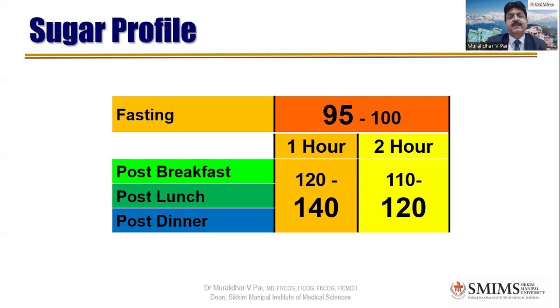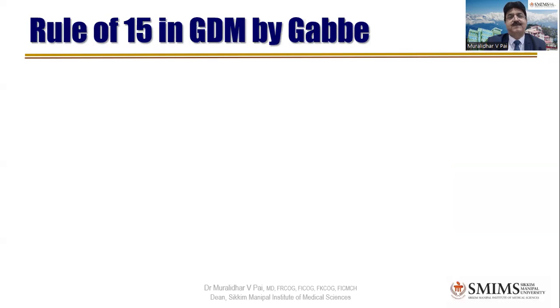Sugar profile is like this. Fasting should be anywhere between 95 to 100. If you can remember only one number, 95 is the number. Whereas after 1 hour, it should be 140. But usually we do after 2 hours in pregnancy. Easy to remember, 2 hours means 120 minutes. The sugar should be 120. So that's why I've highlighted 95, 140, and 120.